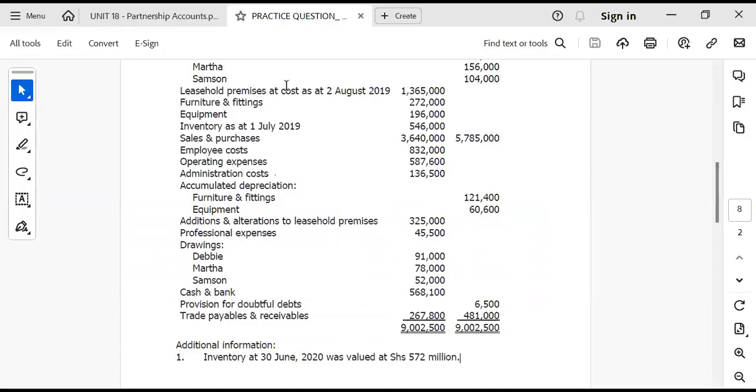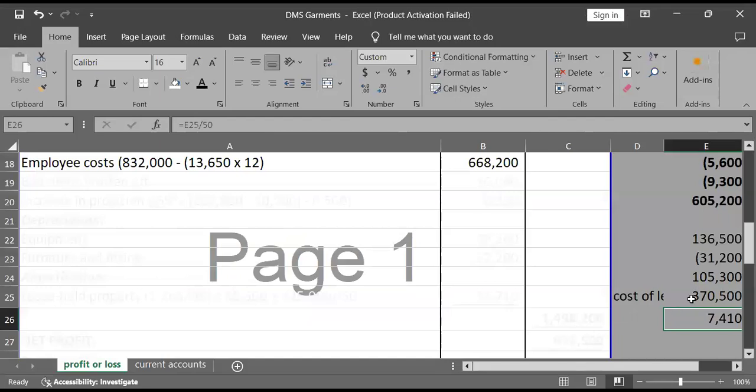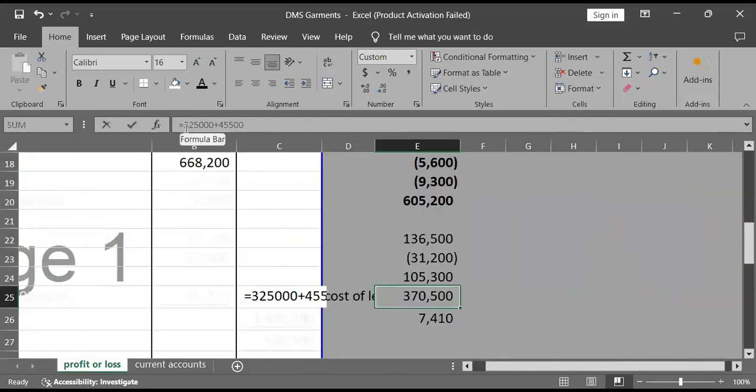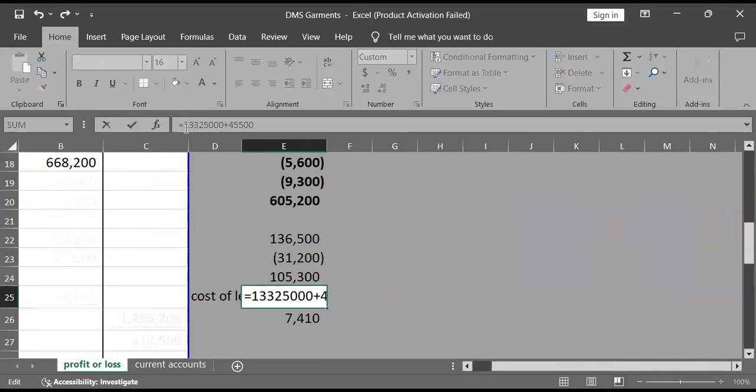Sorry, we had skipped a figure. They told us we have the cost of leasehold. The leasehold premises cost us 1.3. We altered and made additions to the lease for a cost of 325. And we then also incurred professional expenses of 45,000. So we also need to add this actual cost of the lease, which is 1,365,000. So I'm going to go back here and add my 1,365,000.